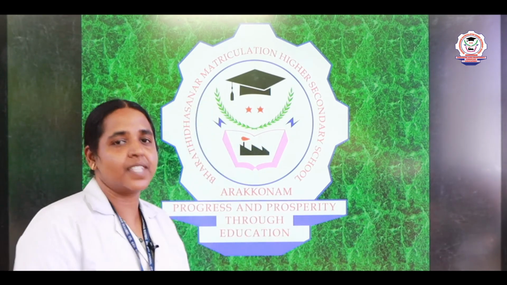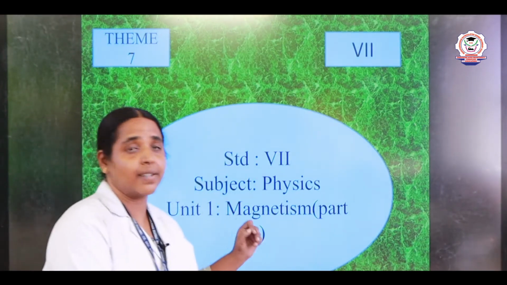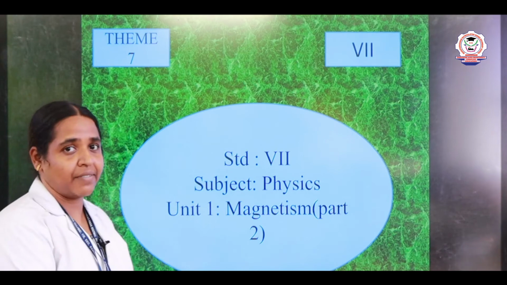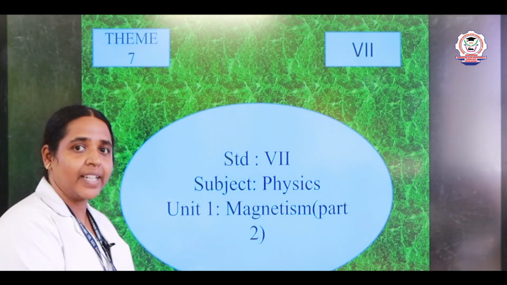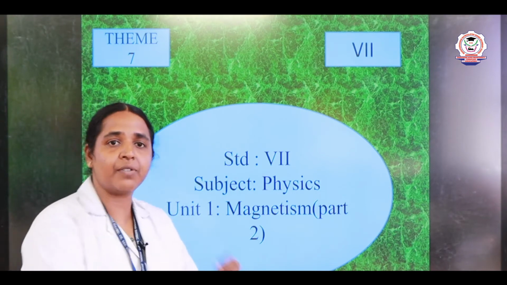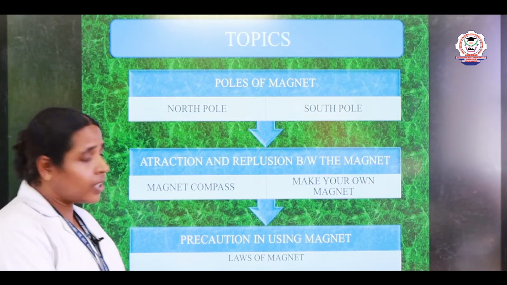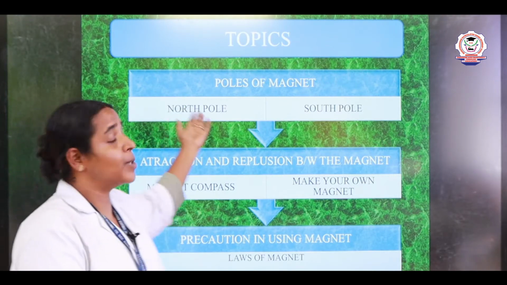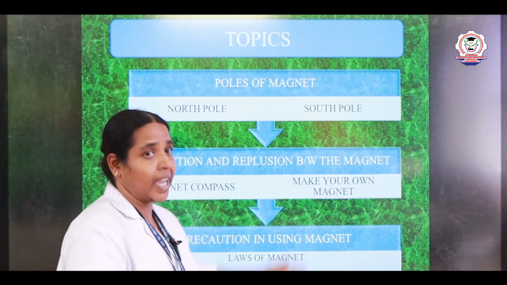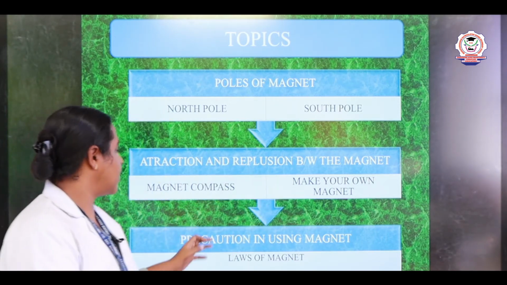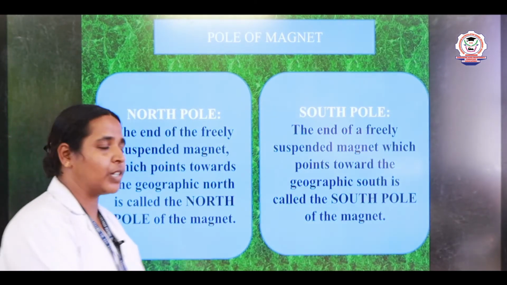I am handling physics. Today we are going to discuss the topic of magnetism. The standard is 7th. Already we discussed in our previous classes what a magnet is and the discovery of the magnet. Today we are going to start our discussion on poles of a magnet, attraction and repulsion between magnets, precautions in using magnets, and laws of magnets. These are all the topics we are going to discuss.